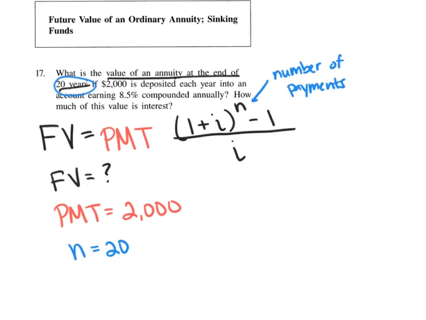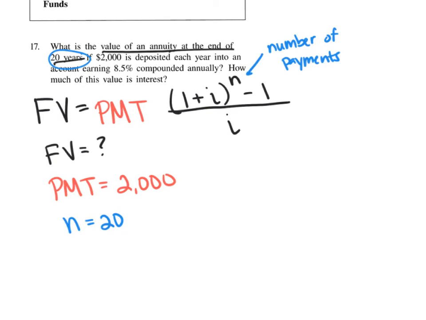And I know the periodic interest rate, I. So the periodic interest rate is how many times am I compounding that interest rate? And so I equals, well, the interest rate itself is 8.5% expressed as a decimal, 0.085, and I'm compounding it annually, which means once a year. So I is just 0.085.